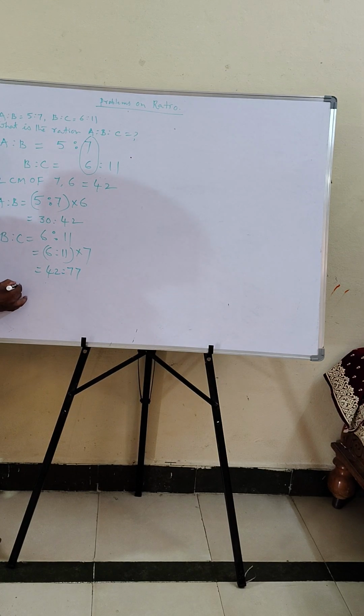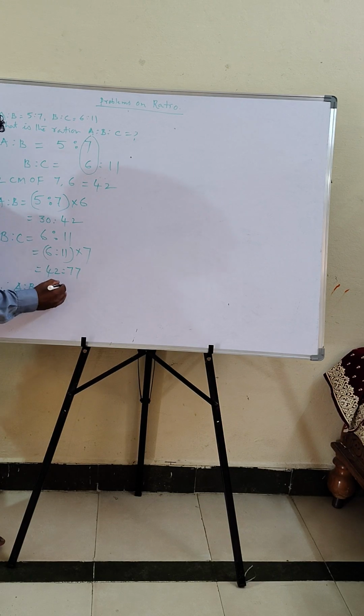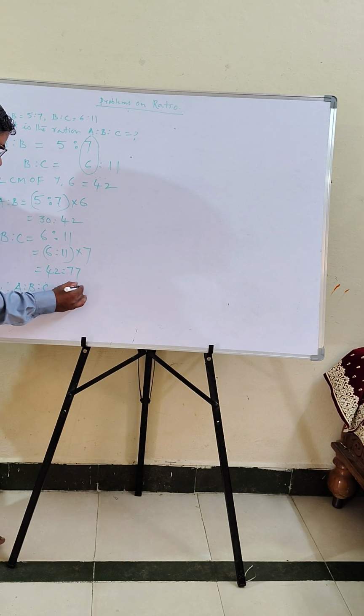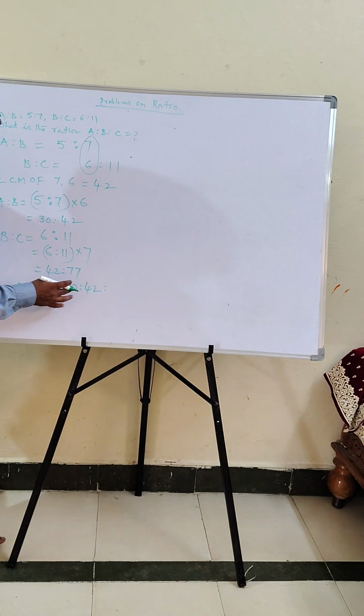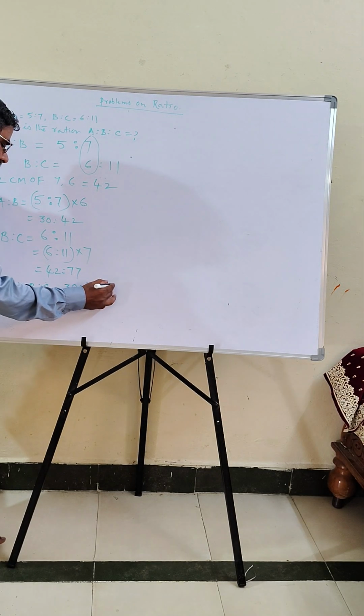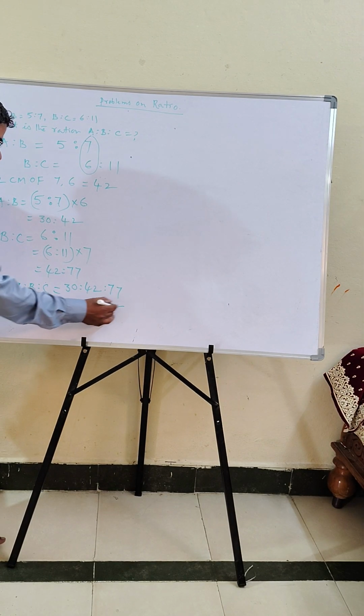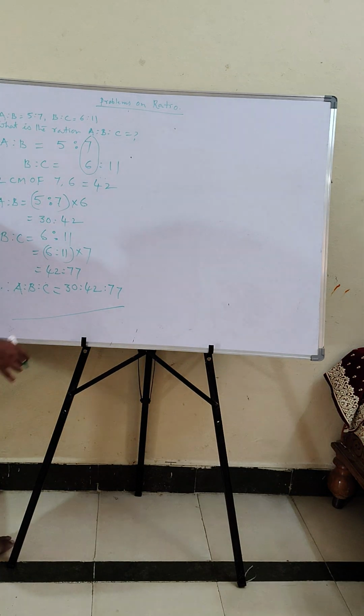Therefore, A is to B is to C equal to, A is to B is 30 is to 42, B is to C equal 42 is to 77. So A is to B is to C is 30 is to 42 is to 77. This is the right answer.